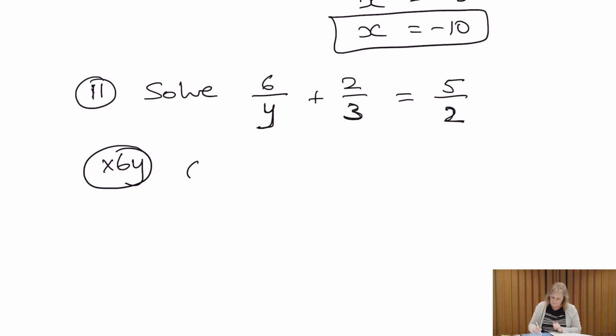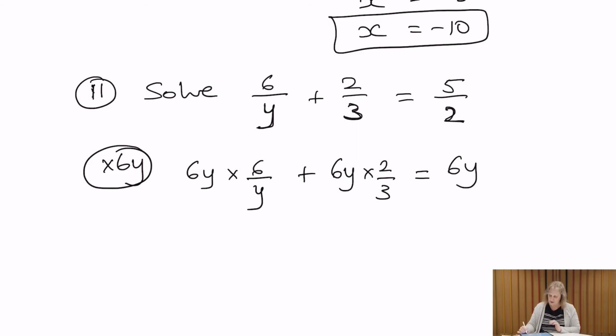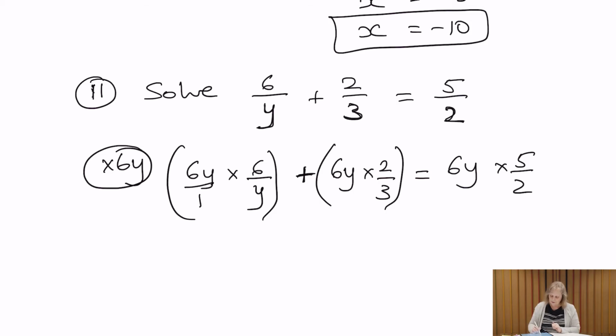So the first term we've got is 6y multiplied by 6 over y. Then we're adding, and we multiply the 6y by the 2/3. Then we've got our equals, and we multiply 6y by the 5 over 2. I'm going to put these in brackets so that we can do them correctly, and put each over 1 so that we've got them as fractions, and try to keep the equal sign in a straight line.